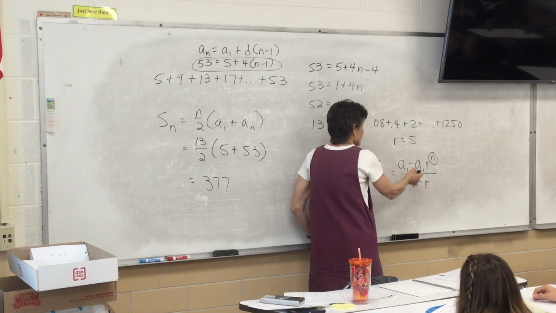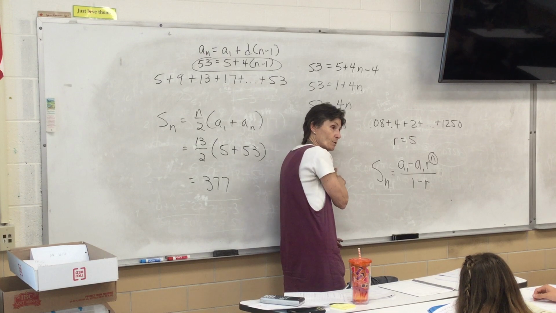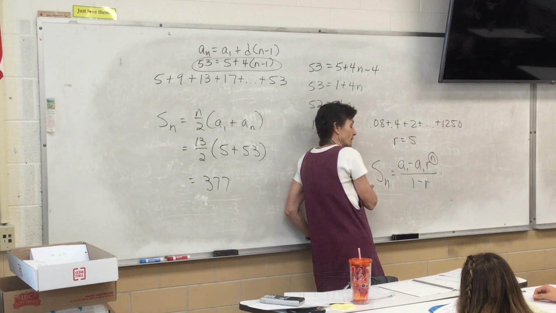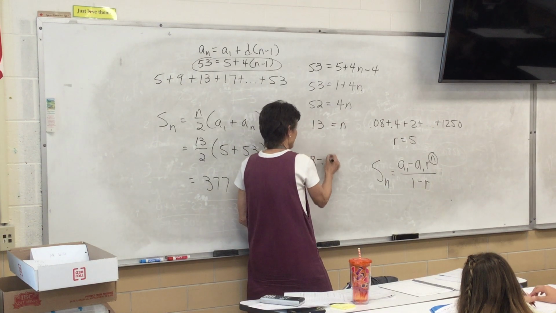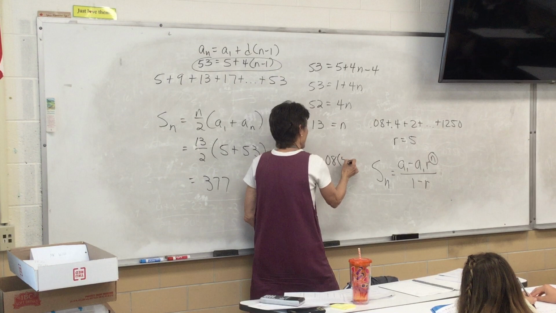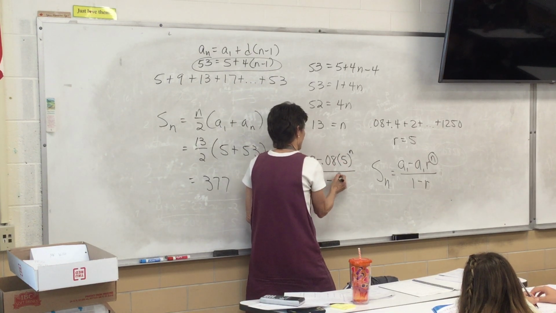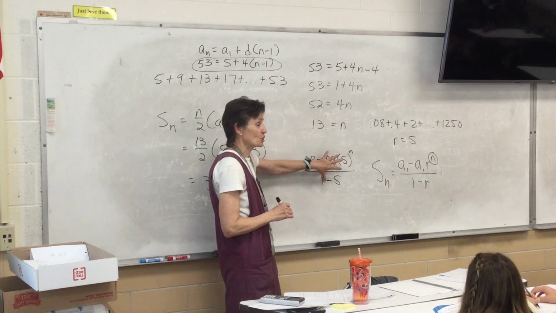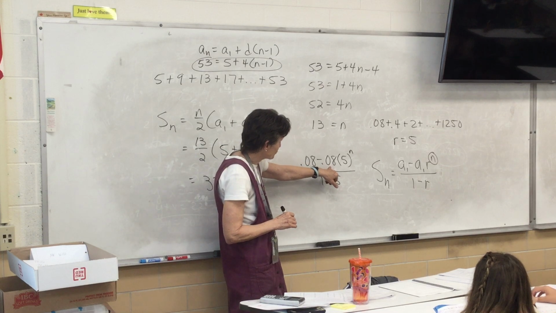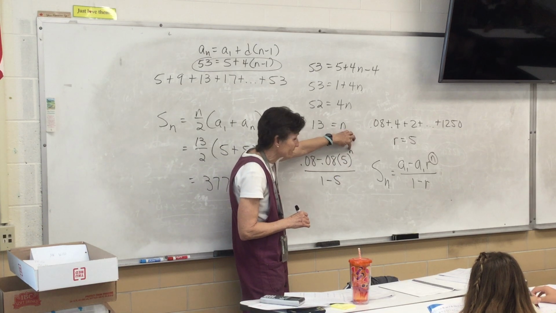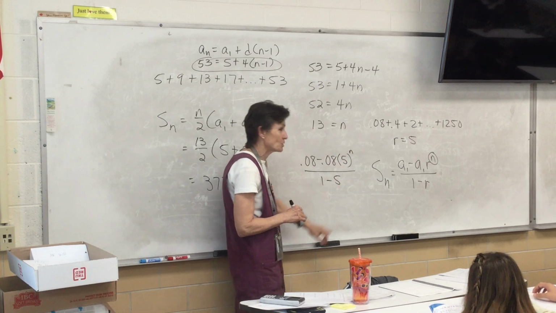This is geometric, so this is my geometric formula. I erased it, but I had it labeled here. Hopefully you wrote it down and labeled it. That's your geometric formula. I know the first term is 0.08, and you figured out the ratio was 5. So I can fill in that many numbers: first term minus first term times ratio to the n, oops, this is the one I don't know, and then 1 minus the ratio.